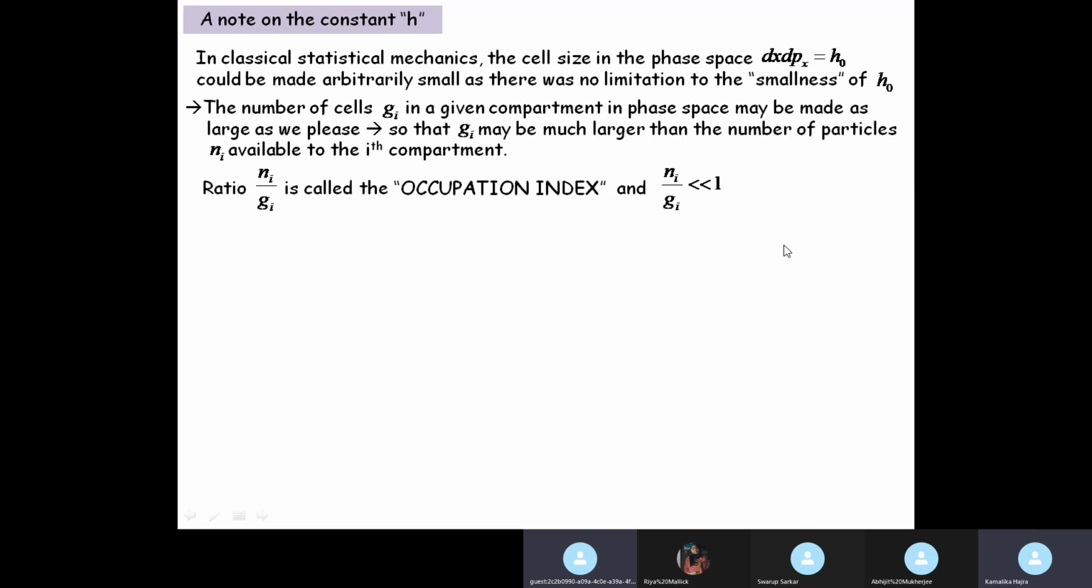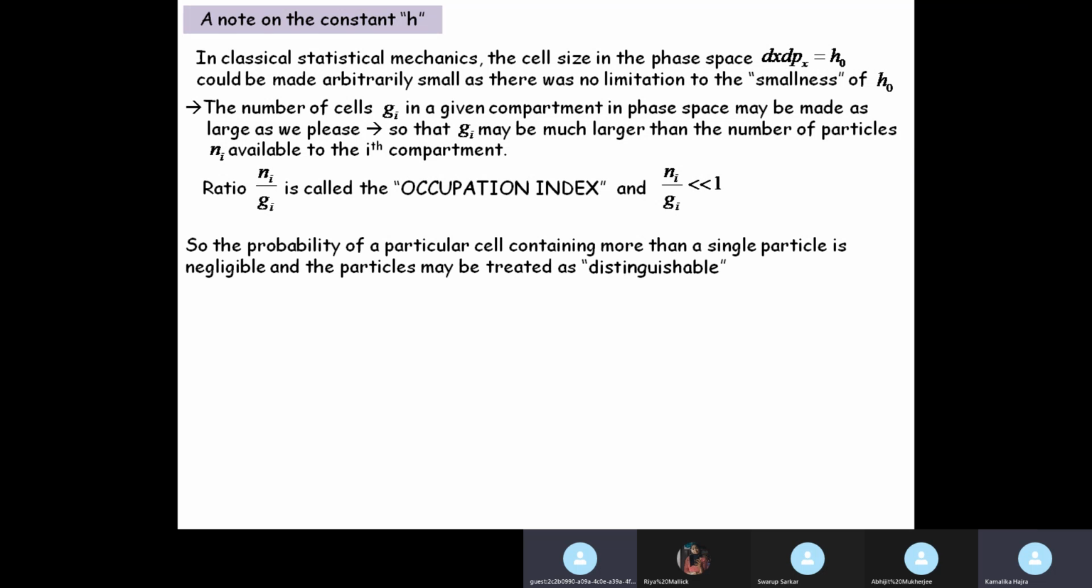5 students and 1,000 job positions. You understand? Ni by gi becomes much, much less than 1 because gi is much greater than Ni. And this is happening because there is no restriction to the smallness of the size of a particular cell. Okay, so the probability of a particular cell containing more than a single particle is negligible.